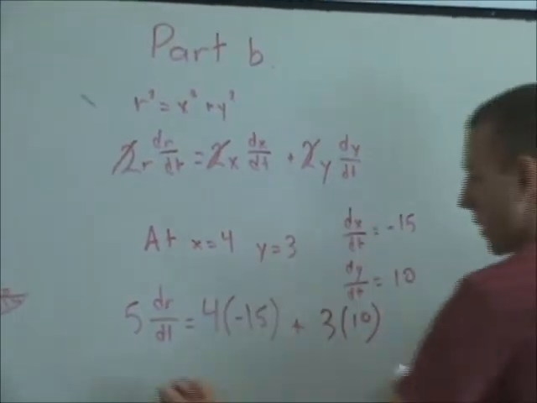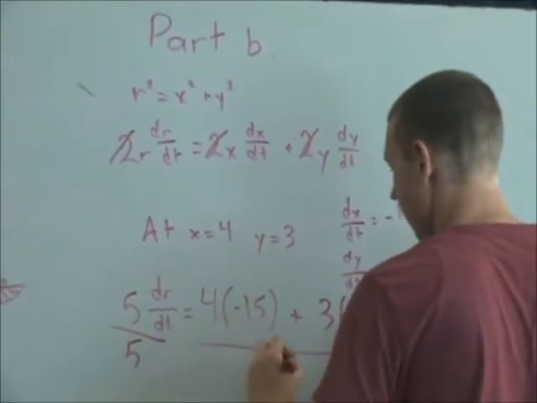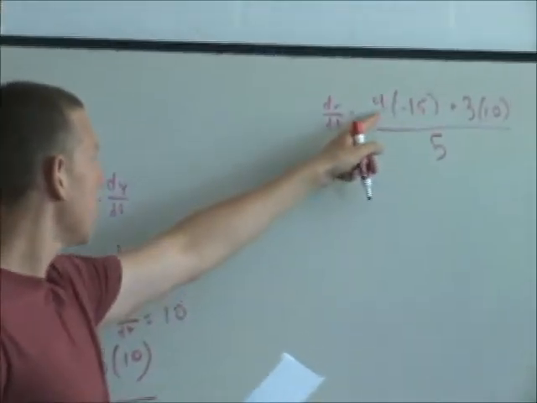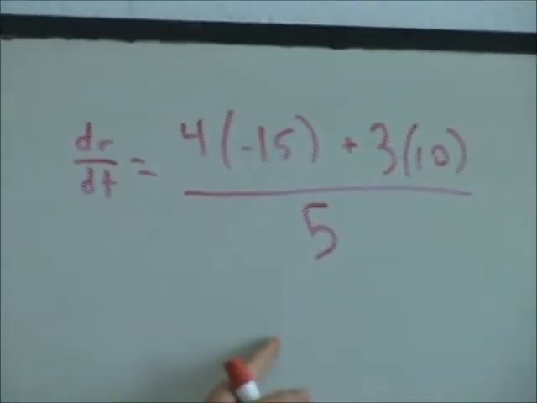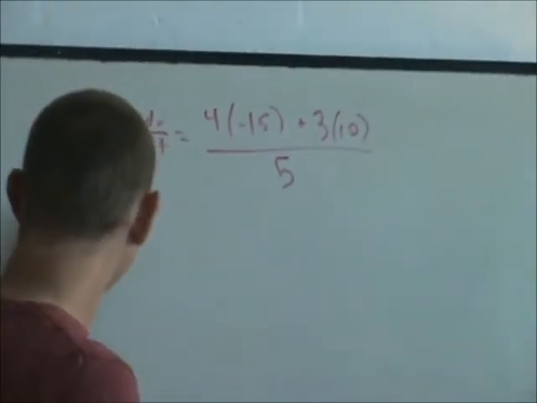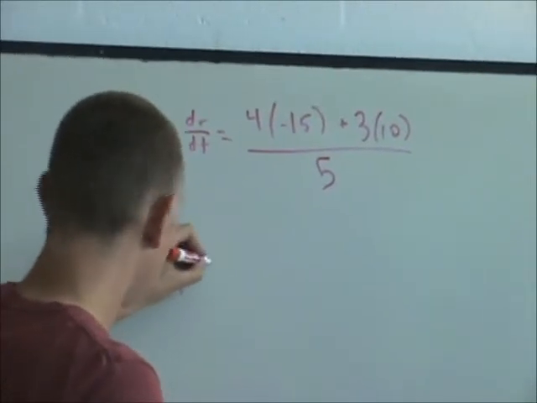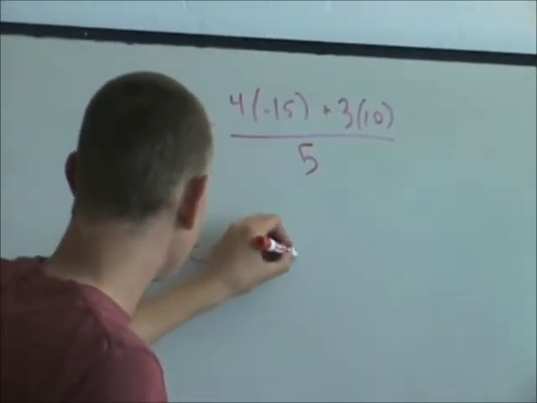Now what we can do is take this side divided by 5, divide this side by 5. We're left with dr over dt equals 4 times negative 15 plus 3 times 10, over 5. You work all this out, and that's going to give you that your dr over dt is equal to negative 6 kilometers per hour.